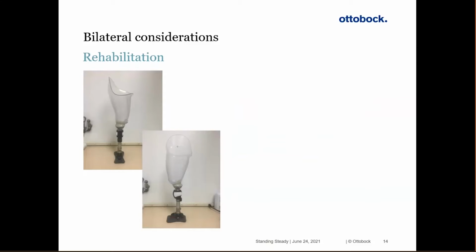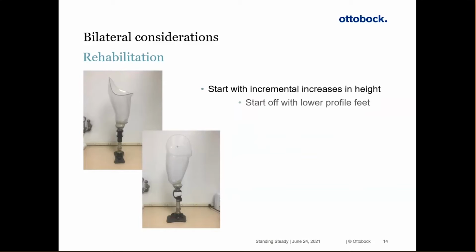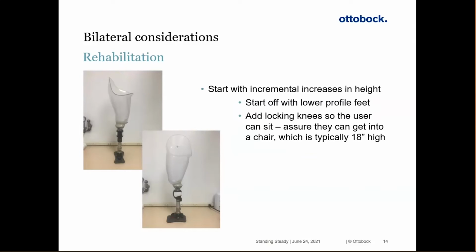Play with their kids in the park, take them to the playground before they graduate to even taller legs. But we can start with incremental increases in height. As Aaron mentioned, he didn't want to be shorter than his daughter, so they started working their way up quicker. You can also start with low-profile feet and then maybe go to higher-profile feet to add some height. You can add locking knees so the user can sit in a typical chair, which is about 18 inches high. So that's ideal, really, to be able to fit into a chair.